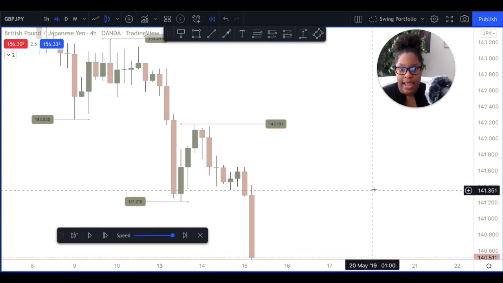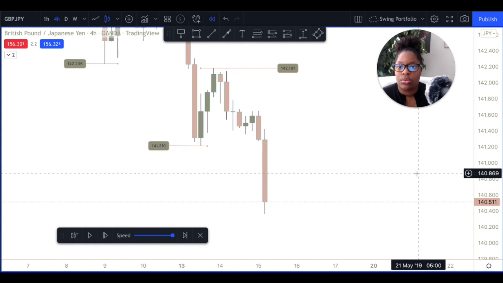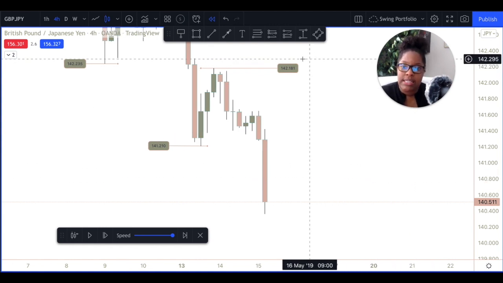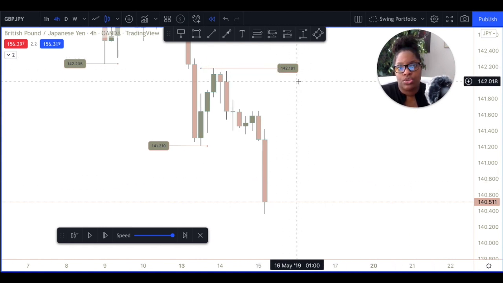Price just made a new lower low. So now I want to see if price will stay below 142.18, which means we're in the trend continuation cycle of a trend. There are 3 cycles to a trend. You have trend continuation, you have retracements, which are pullbacks, and then you have reversals.